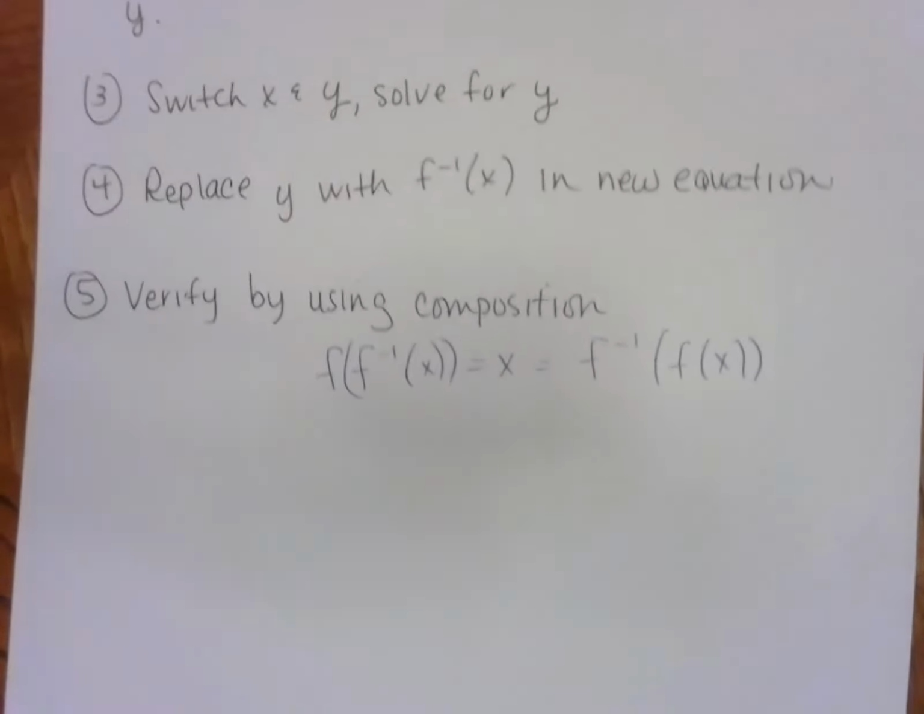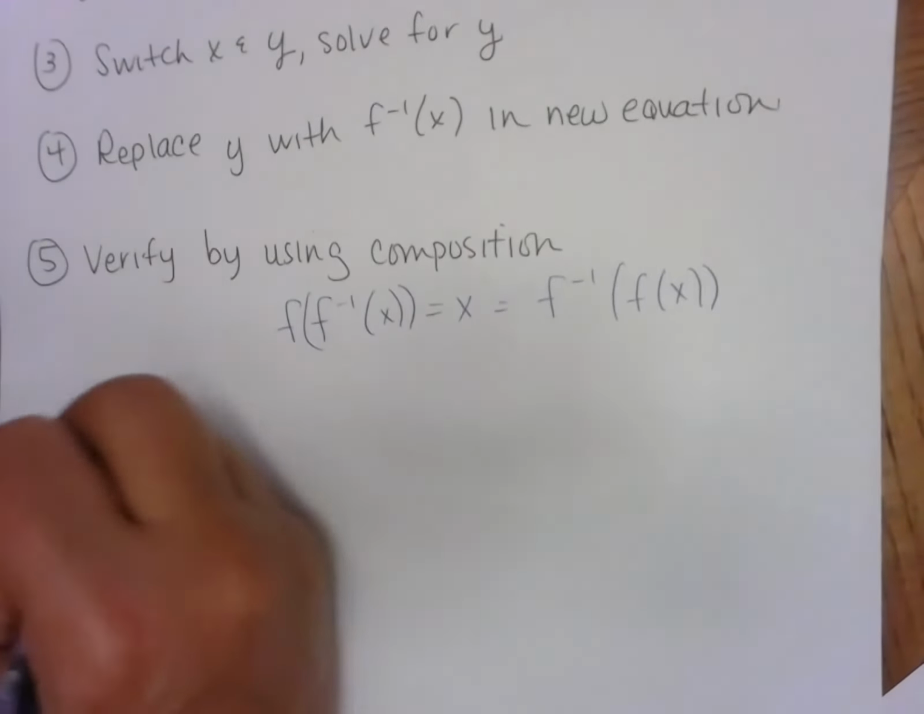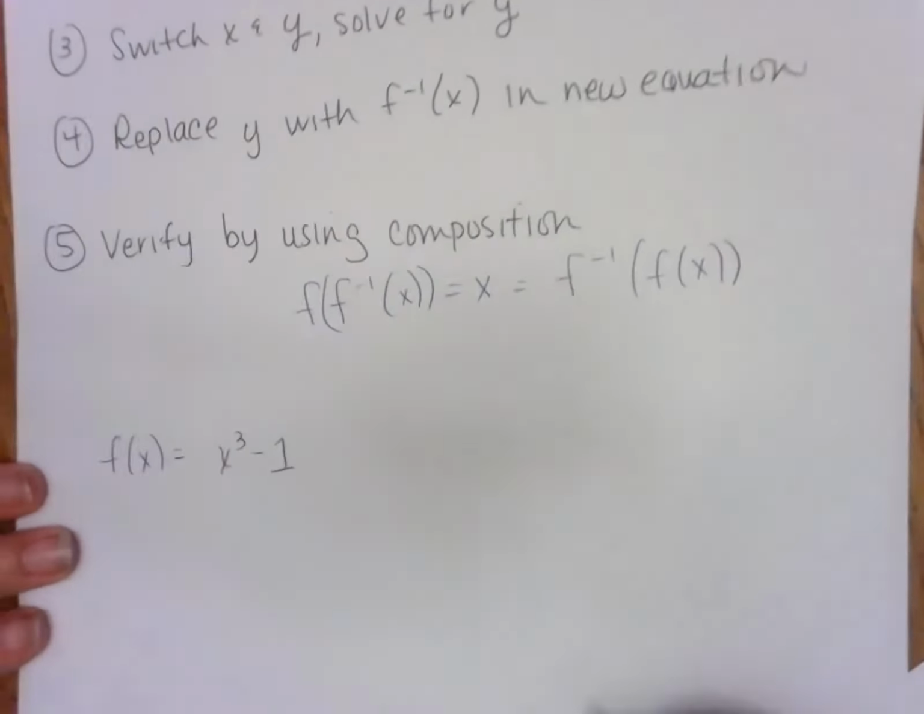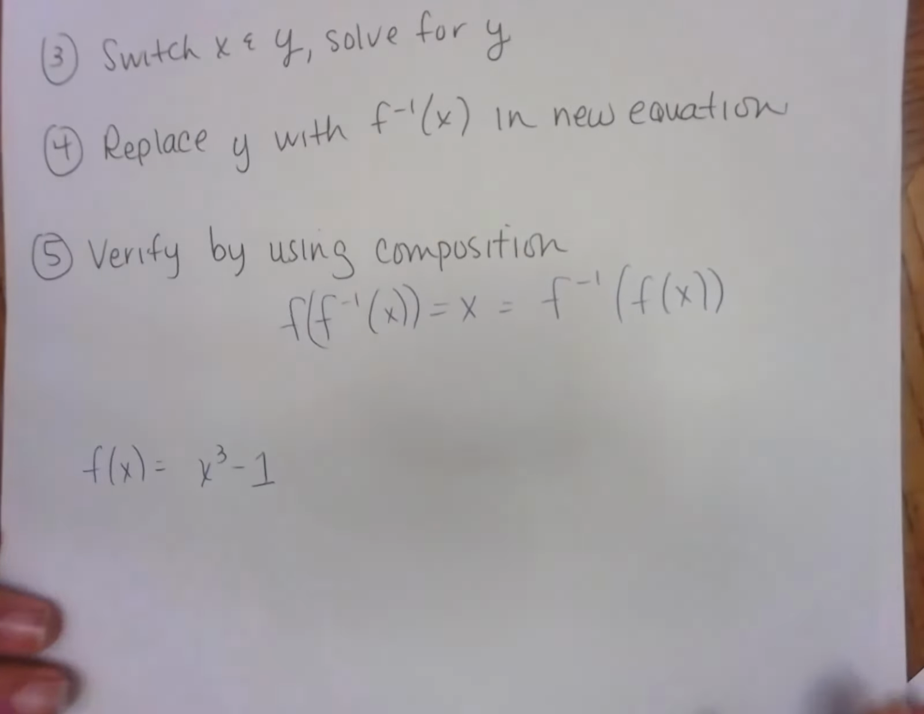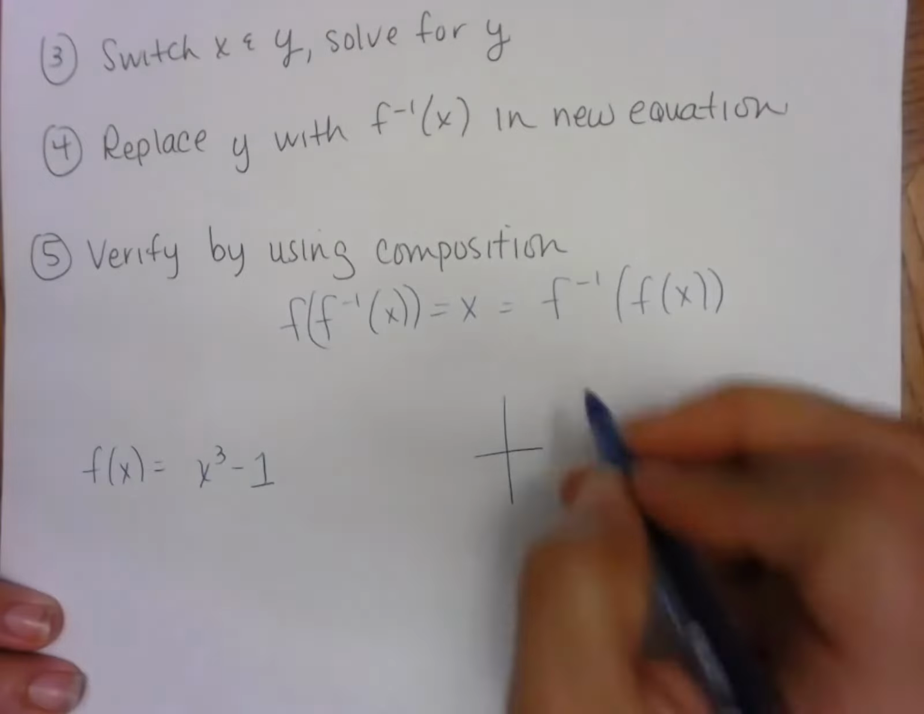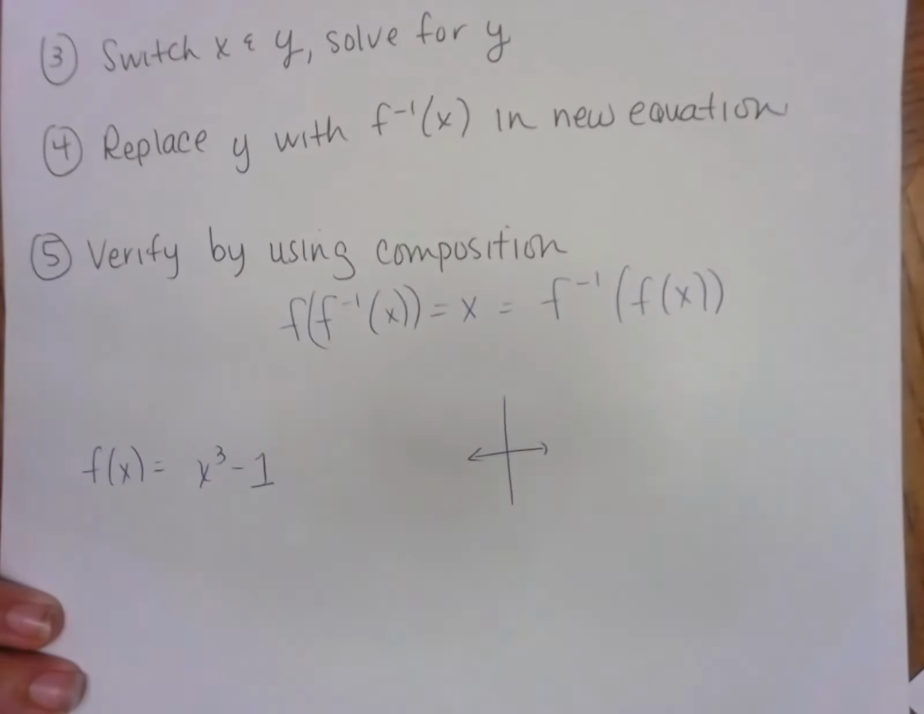So let's use a nice simple example. I have f of x is equal to x cubed minus 1. All right, so this is the graph of an x cubed function, right? And I'm minus 1, so I can graph this really quickly, right? I'm not doing a complete graph here. I just want to know the general picture.